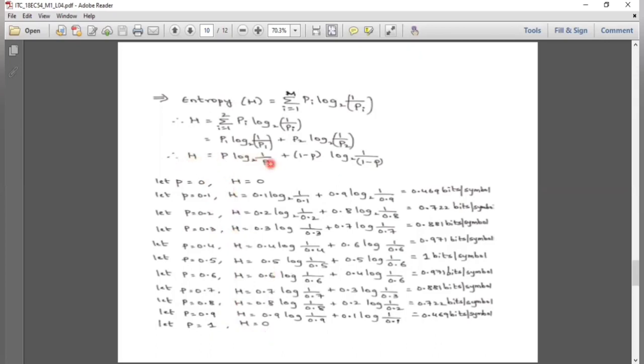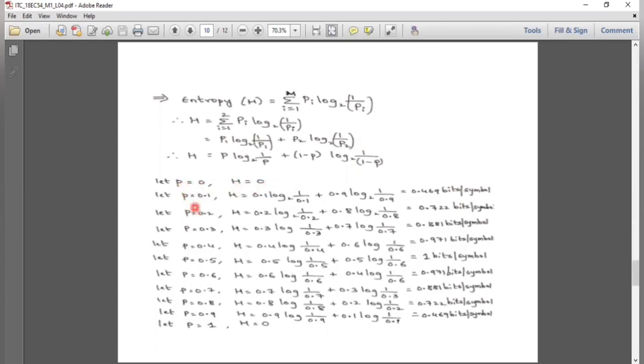So in this equation, if you substitute p as 0, 0 into anything results in 0, plus 1 minus p, that is 1 minus 0, gives you 1. Log of 1 divided by 1 minus 0 gives you log 1, and log 1 value is 0. Therefore, when p is 0, H is 0.